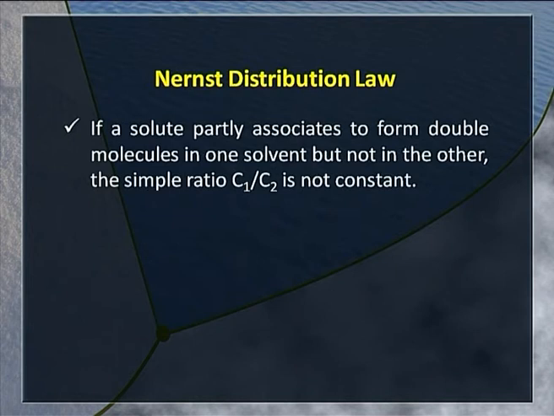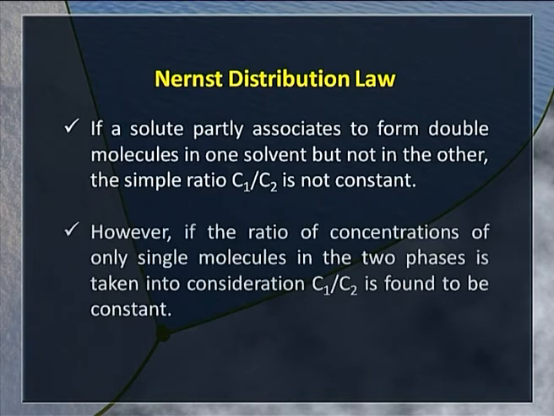If a solute partly associates to form double molecules, that is dimers, in one solvent but not in the other, the simple ratio C1 by C2 is not a constant. However, if we take the ratio of concentrations of only the single molecules, that means excluding the dimer concentration in the two phases, then C1 by C2 is found to be constant.